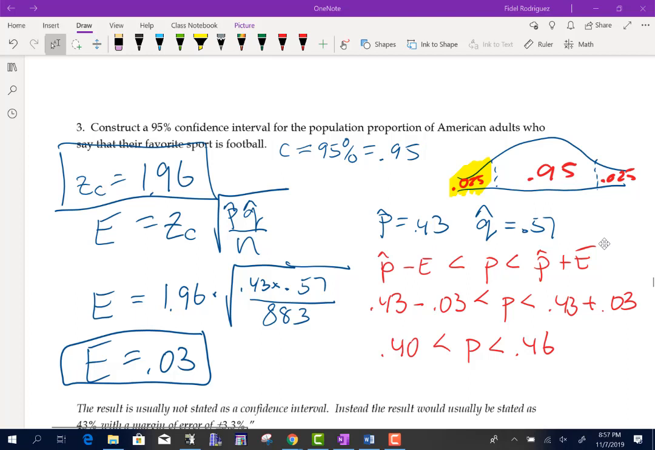Okay, so guys, now the way I'm going to write my answer, I'm going to write it with the interval because I think in your homework it asks you to write it like this. So there we go.